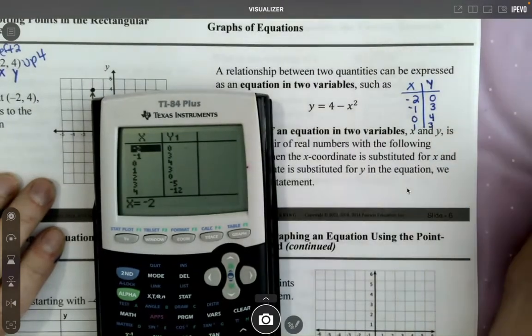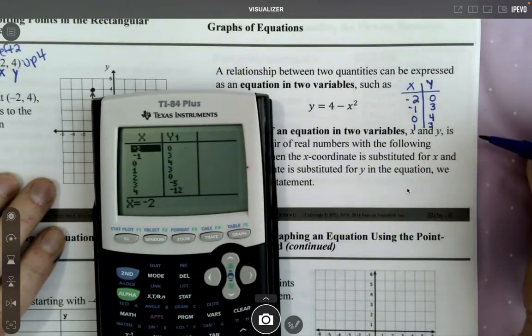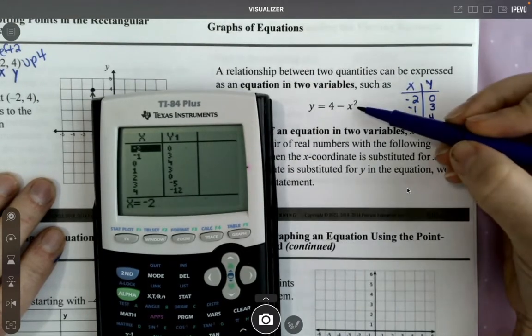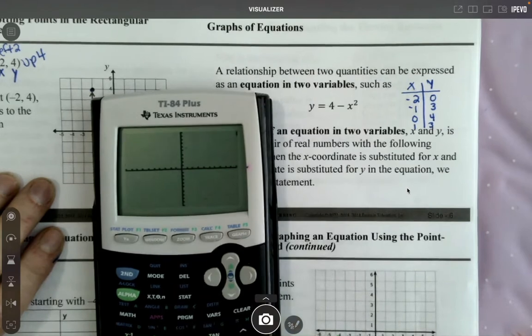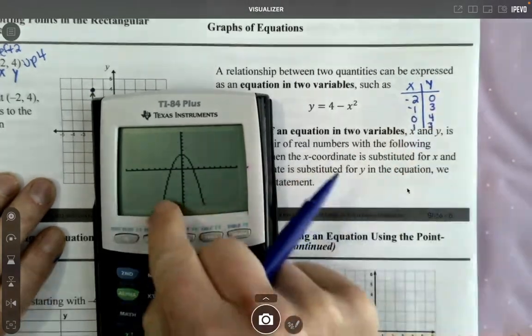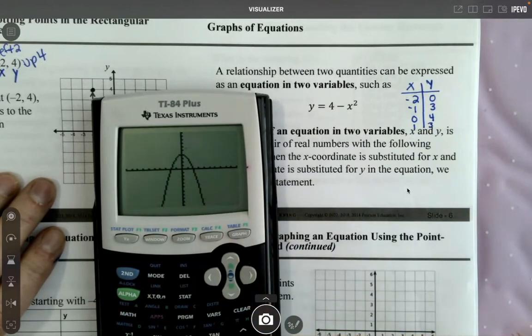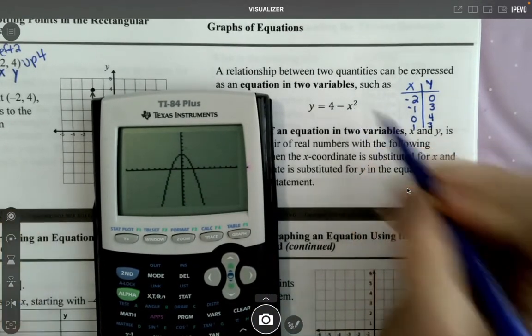So these are coordinates that you could graph to construct this equation or this situation, this function. Then if you hit graph, you can also look at the graph. These coordinates are each plotted on this graph to make it look that way. Because it has the x squared, this is a quadratic function.